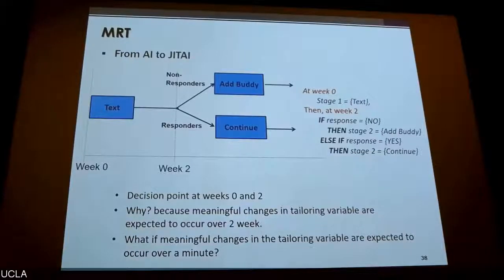So over 2 weeks, insufficient weight loss can tell me that that person is highly likely to become an ultimate non-responder. And I want to address that need, right? So I'm trying to address conditions that change over 2 weeks. That's why we have a decision point at week 0 and 2 weeks after. But let's think about what would happen if we had wanted to address conditions that would change much faster, like every minute or so, like stress or craving or location, right?